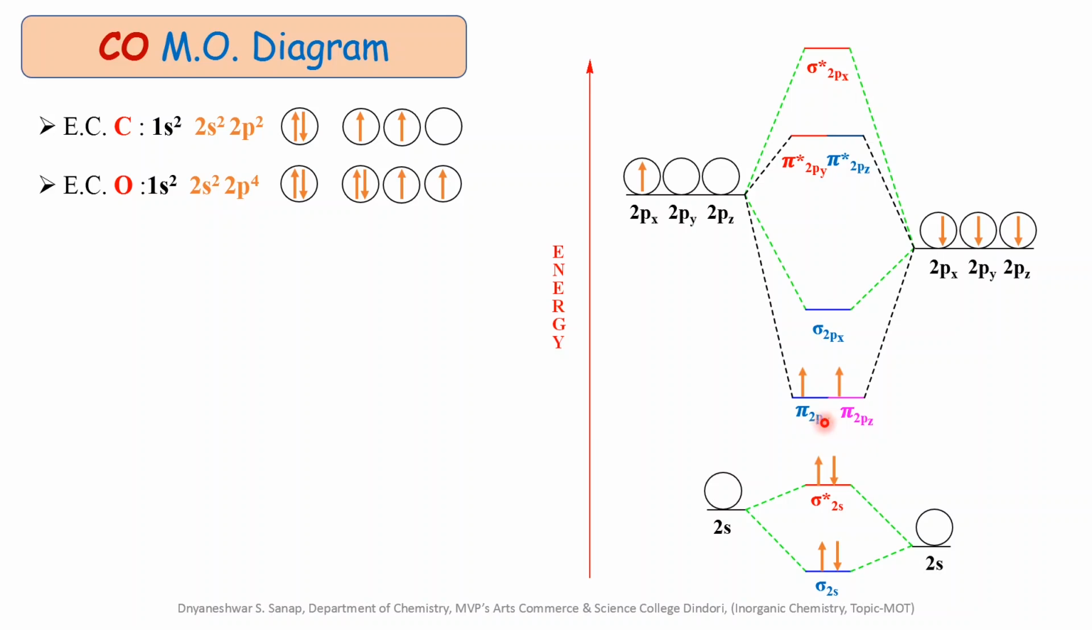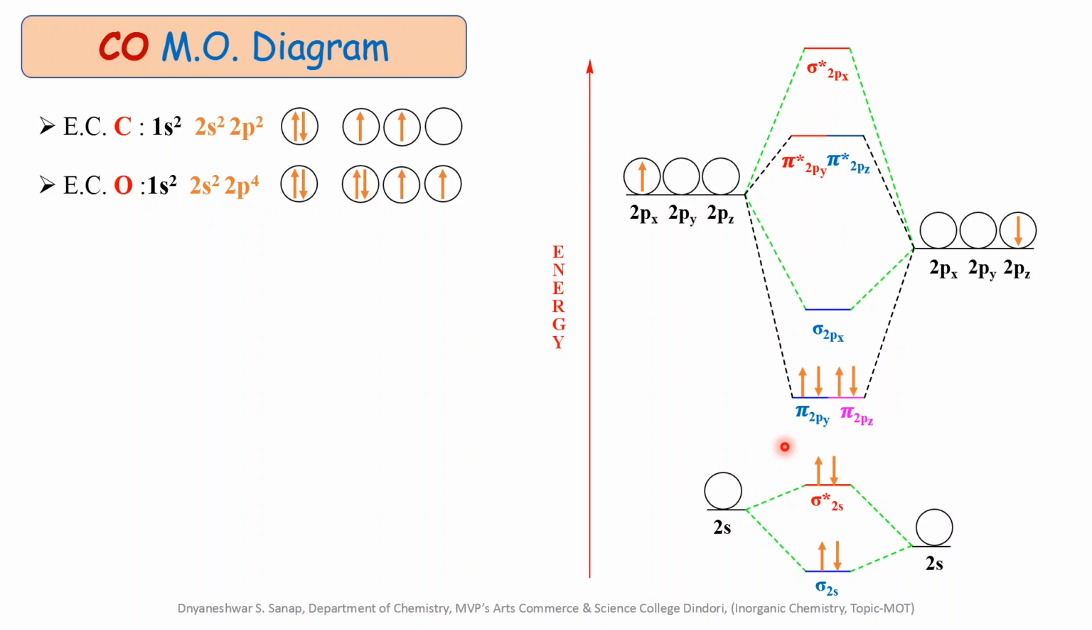During the filling of electrons at the degenerate energy level, we have to keep in mind there is no pairing of electrons in any one of the orbitals, because as per Hund's law of maximum multiplicity, there is no pairing of electrons in the degenerate atomic or molecular orbitals if there is no single electron in each orbital. The next electron, that is the seventh electron, comes to the pi 2py molecular orbital. Similarly, the eighth electron also comes to the pi 2pz molecular orbital.